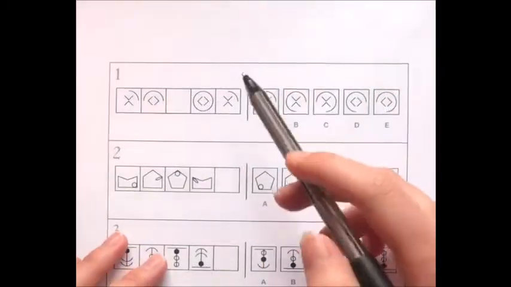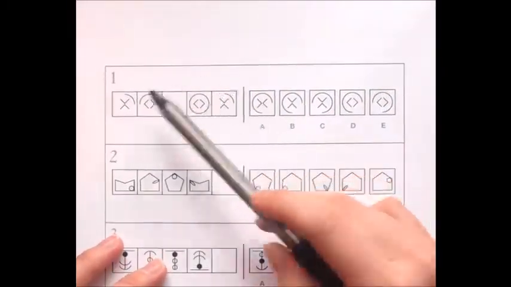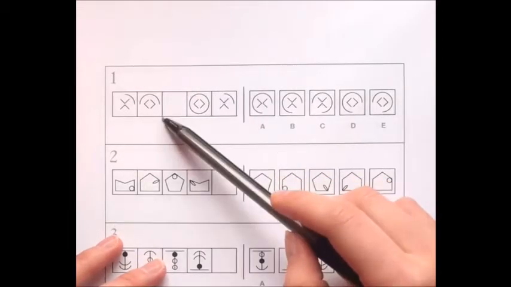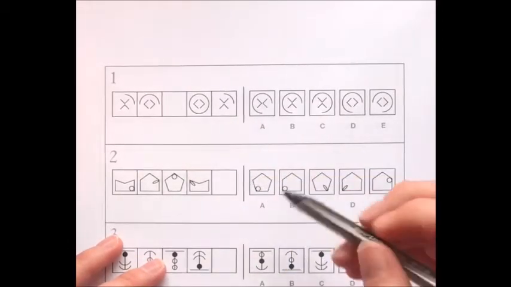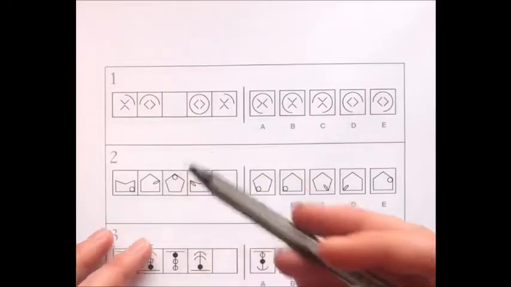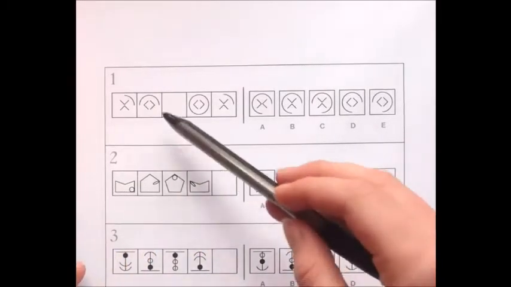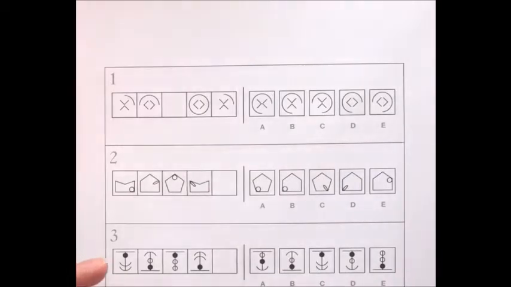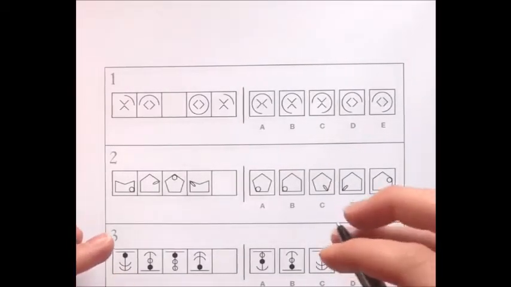So let's have a look at question 1. So with these 5 squares here, the middle one is missing. So one of these answer options on the right will fill the middle square. Now you can see it's not always the middle square that's missing. So do take note of that when looking at the sequence so you don't get muddled up later down the line.